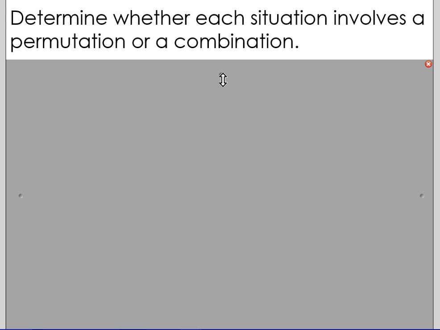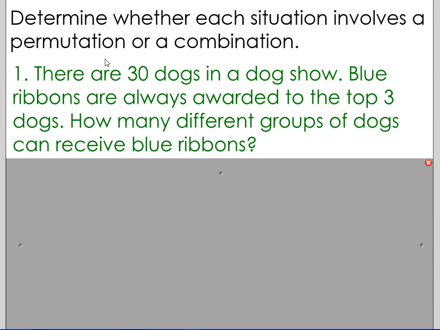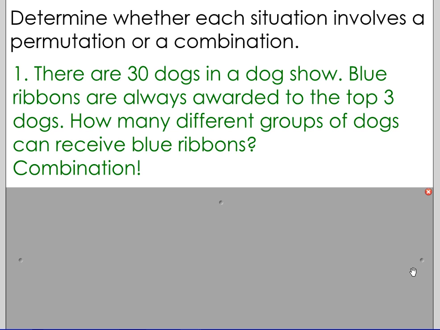Okay. So just to drive that point home, determine whether each situation involves a permutation or a combination. This is a very common question you may see on a quiz, test, homework, anything. In this case, there are 30 dogs in a dog show. Blue ribbons are always awarded to the top 3 dogs. How many different groups of dogs can receive blue ribbons? Well, it doesn't specify in what order the dogs are given the blue ribbons. So we are going to call this a combination. It doesn't say it has to be first, second, or third. It just says that they are awarded to the top 3.